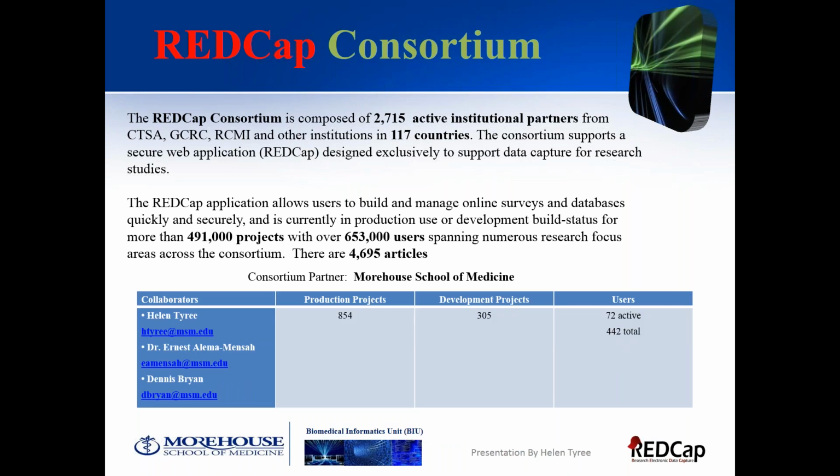This is just a snapshot of what we have here at Morehouse. We have about 854 projects in production and 305 in development. Some of those projects in production and in development could be projects that people are just temporarily working on. We have 72 active users, but a total of 442 users.